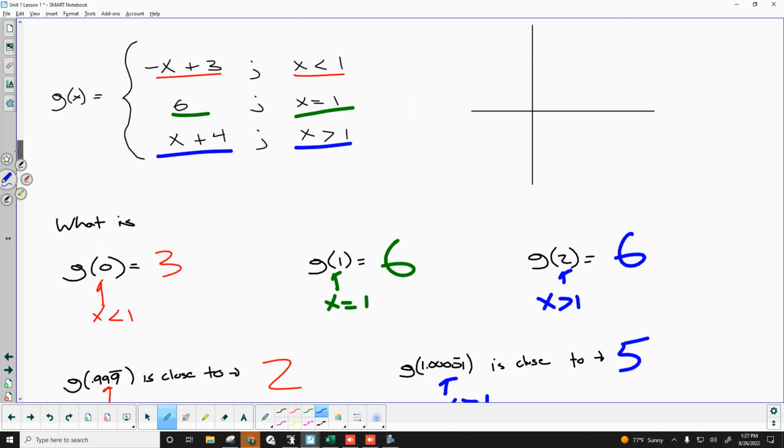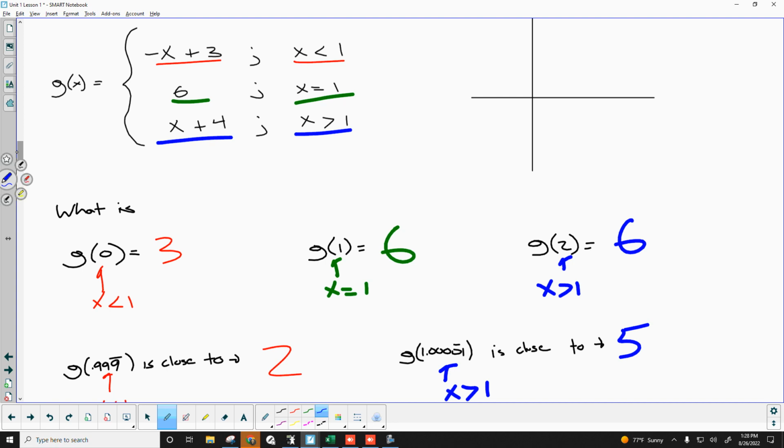So we don't even know how to graph these? Nope. Now, how do we graph this? All right, well, let's see. Like with the line, I'm going to have a point at 6. That's my green point. I will approach that with my red line, and I'll get to 2. It's negative x plus 3, so it's going down this way. And then the blue line is positive x plus 4, so it's going up, and it's approaching 5.